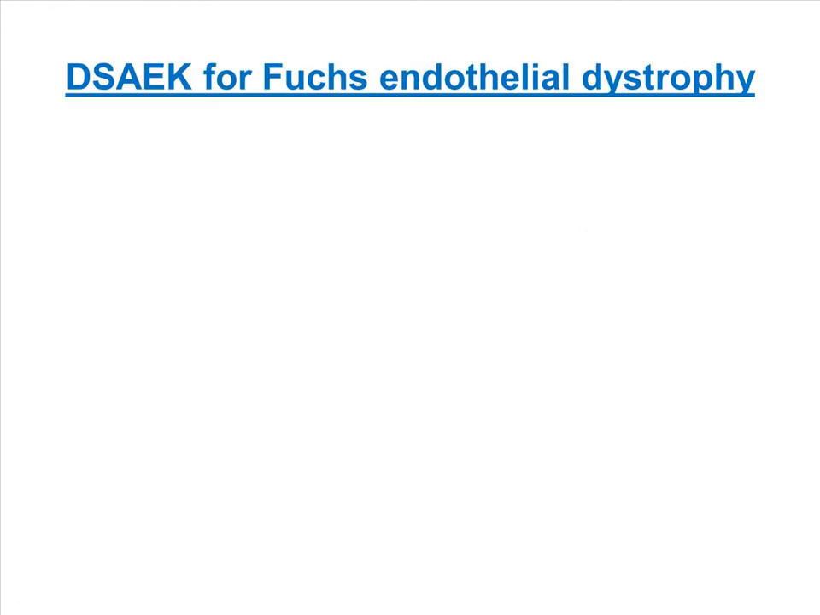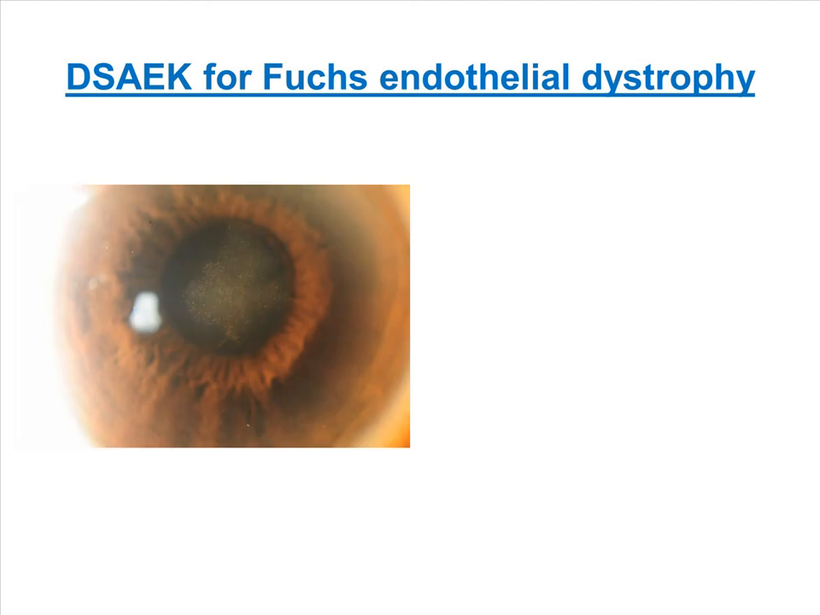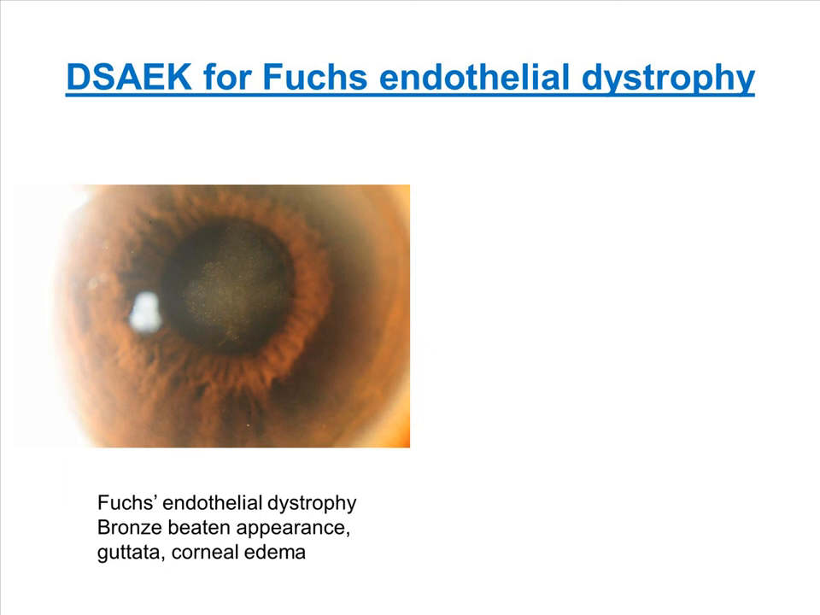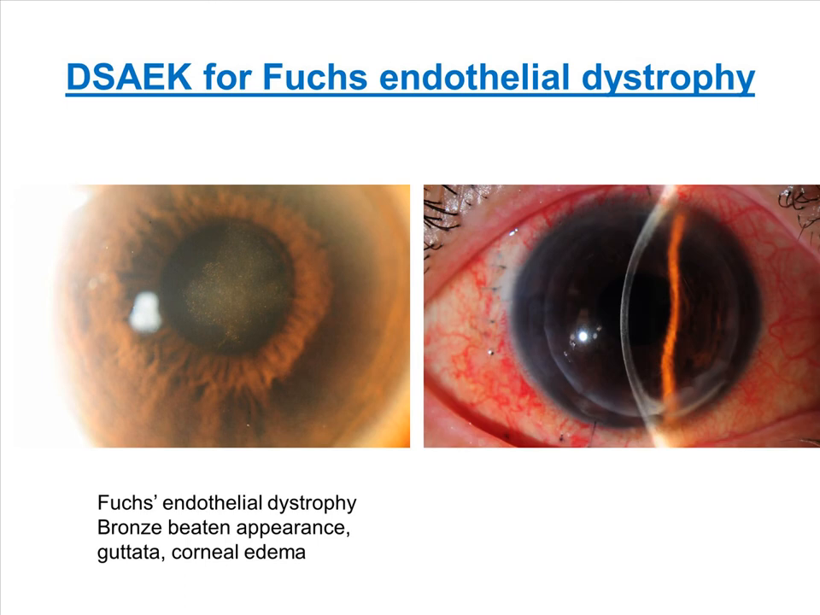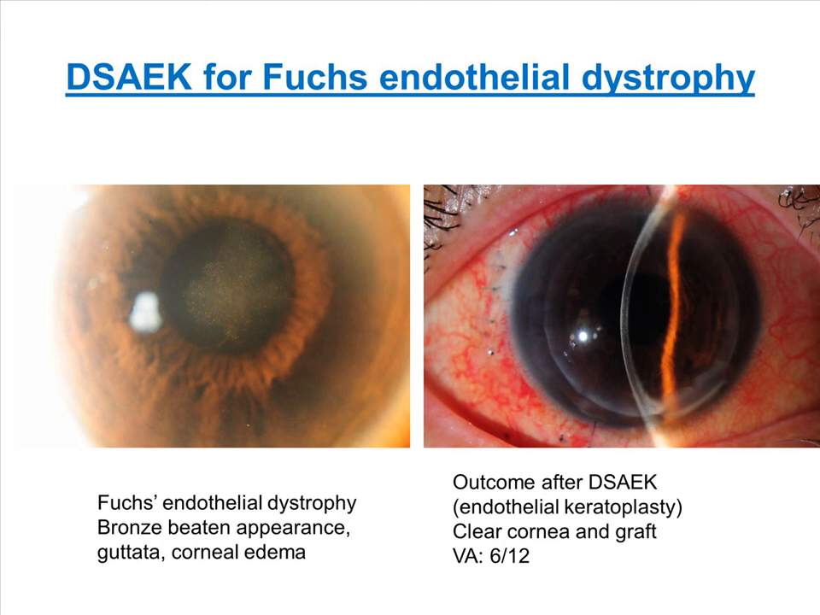DSAEK is most commonly performed for Fuchs endothelial dystrophy and pseudophakic bullous keratopathy. Here we see a case of Fuchs endothelial dystrophy in which there is a characteristic beaten-bronze appearance of the endothelium with guttata more marked centrally. As the disease progresses, it can lead to corneal edema and reduced vision. This can be successfully managed with DSAEK, and we see here that the graft is well attached and the cornea is clear. The final visual outcome was about 6/12.